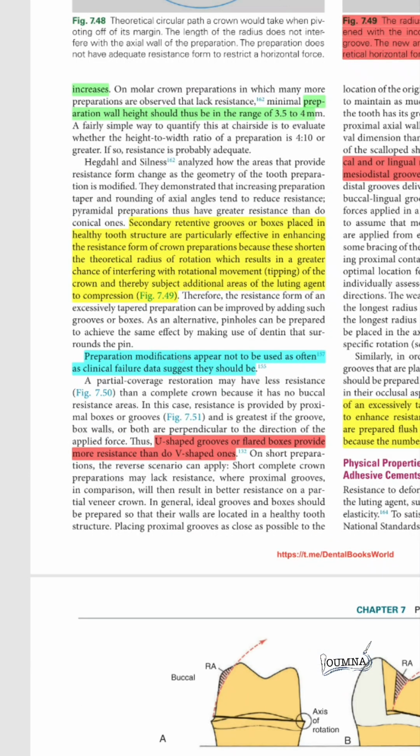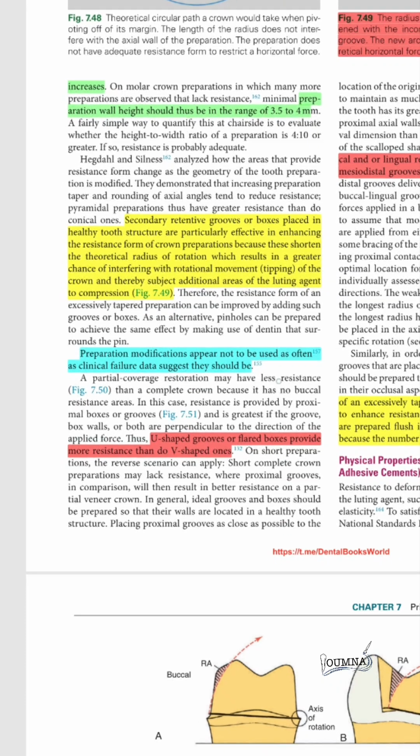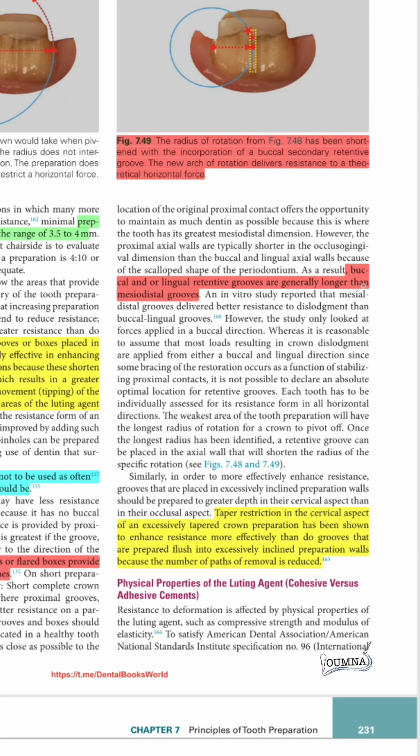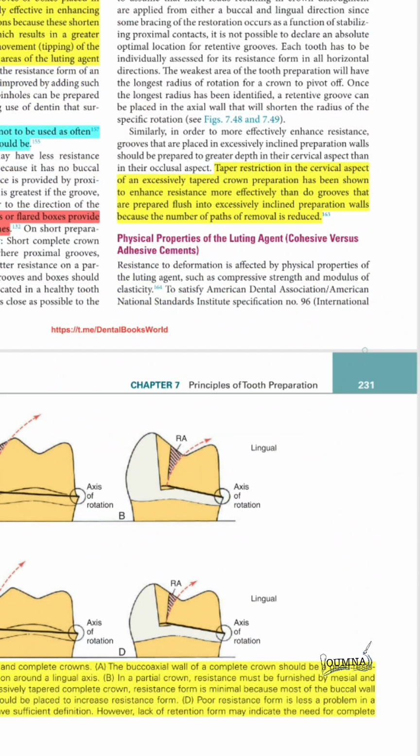The modification that we discussed about the grooves and the boxes, they are not so common in the clinical practice, although the failure data suggests that they should be common. And they are usually located in the buccal and the lingual side rather than the mesiodistal side.